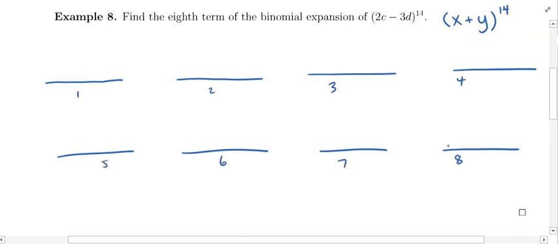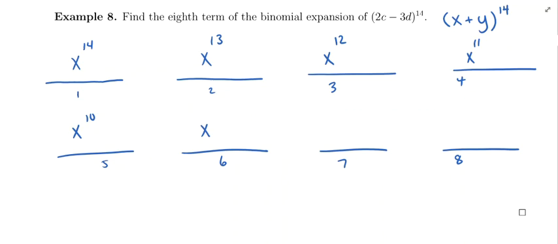Okay, I'm going to start doing this like I was expanding x plus y raised to the 14th power. So the first term would have the x to the 14th, and then we just start counting down. I'm just trying to get an idea of what this eighth term looks like. So I just keep going down here. Oops, that should be a 9.